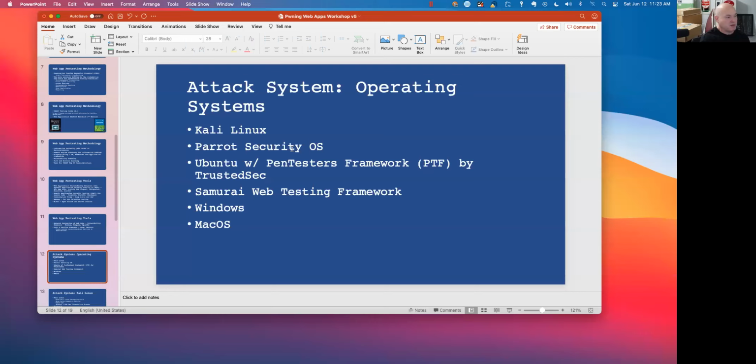Ubuntu came out of Debian, but you may be able to run Pentester framework on other operating systems. The Pentester framework was created by Dave Kennedy at TrustedSec. And so it's a way to install these different pen testing tools in your Linux distribution. So that was one of the options I kind of liked too.